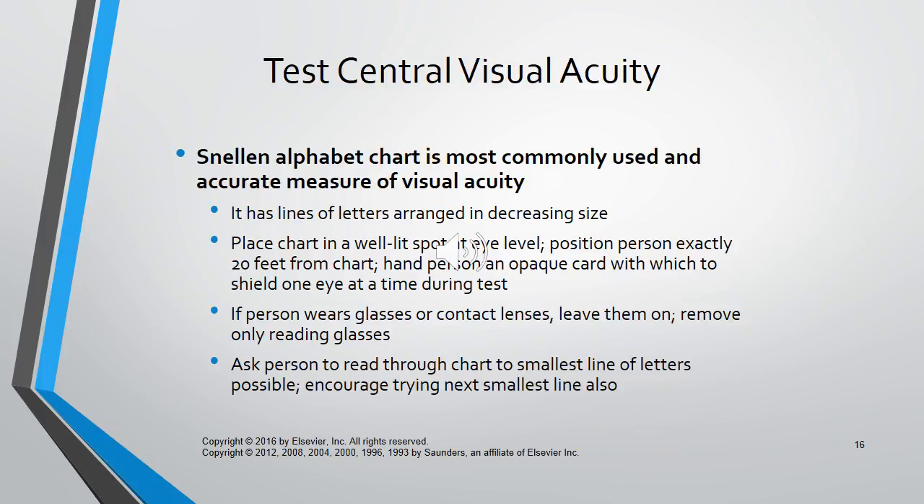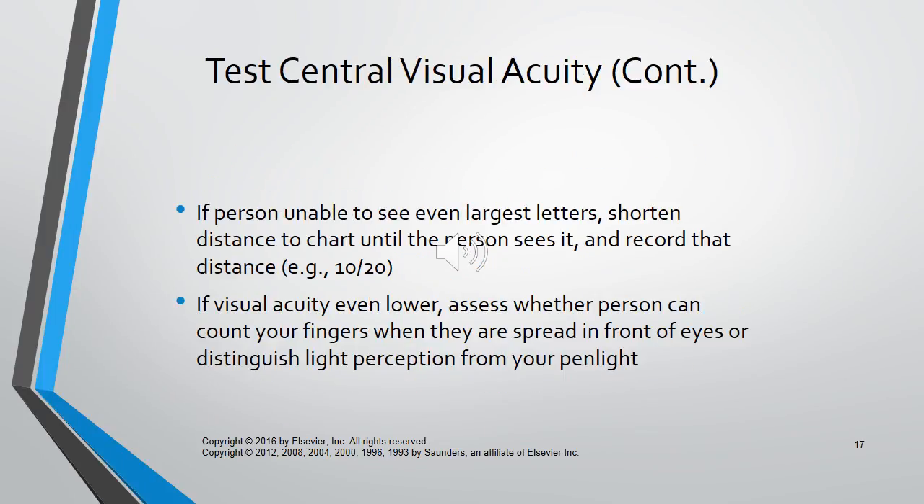If they wear glasses or contacts, you want to make sure that they have these in place during the exam. If they're just reading glasses, then you would have them remove them. If the client is unable to see even the largest letters on the chart, you would move them closer to the chart and then record the distance. For instance, if you had to move them 10 feet away from the chart instead of 20 in order to read the largest letters, then you would record their vision as 10/20.